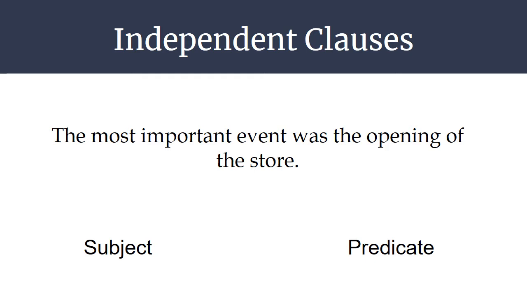The subject is usually the topic of the sentence, and the predicate is the part that includes the main verb or the action that's being applied to that main noun or subject. So in this sentence, the most important event is the subject, and the predicate is the verb, and everything else was the opening of the store.